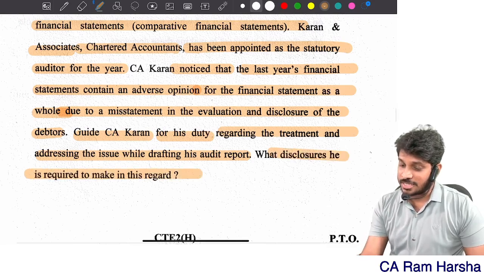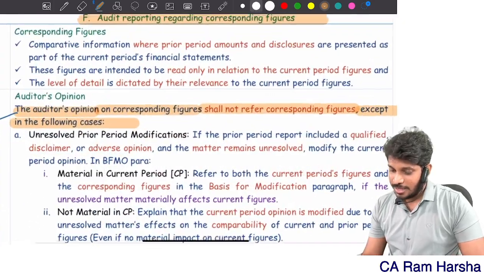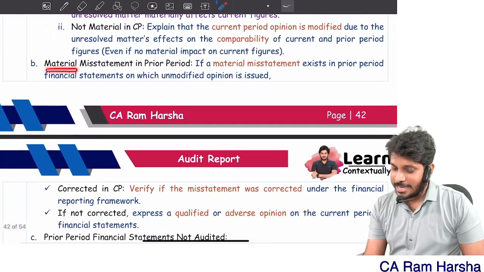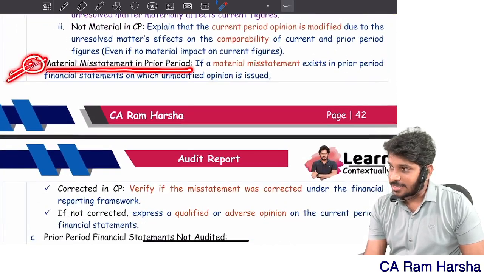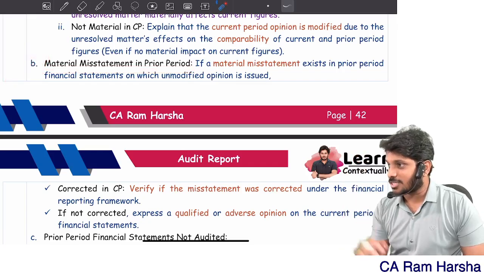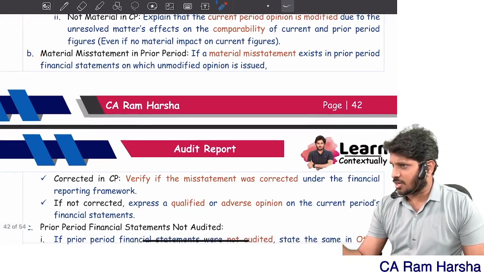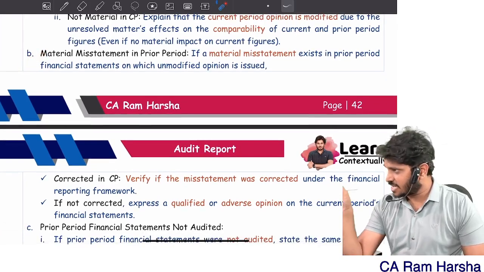You know what question they are asking actually? This question is there, right? Material misstatement in prior period. This point they are asking. A 5 marks question. What question are they asking? This point. In every exam it is like this only. Don't think the Jan exam is special. In every exam it is like this only.